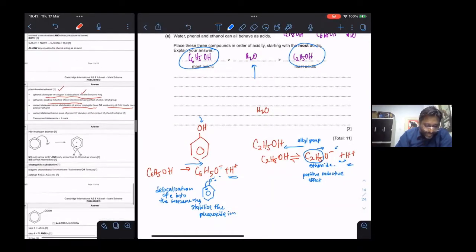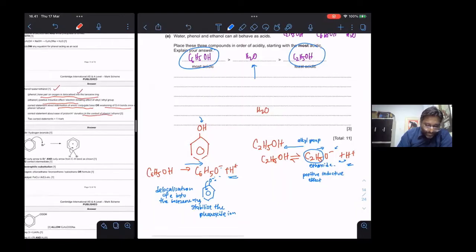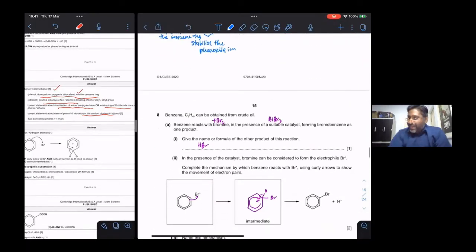And then you say the easier to donate the H+. So that is already more than 3 points, okay, that is required for you to get the 3 marks over here. Yeah, so let's actually move on. Okay, so question number 8. Yeah, so we have total questions 9. So let's actually move on.